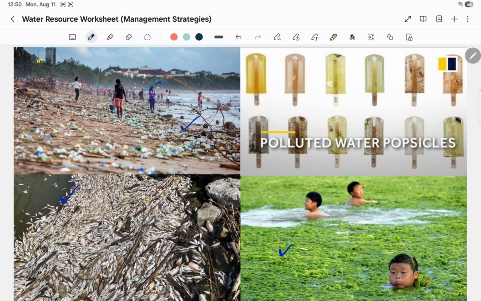If you recall, during the lesson I also showed you this very interesting project done by a group of Taiwanese students, where they collected water sources from different parts of Taiwan and froze them to show you how the water quality can be affected.